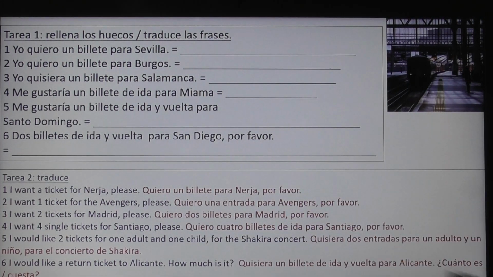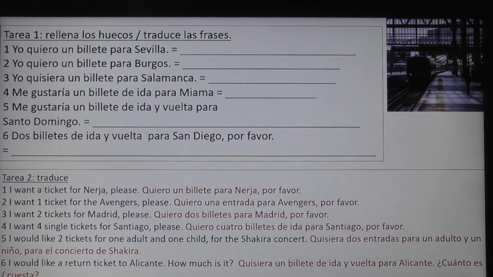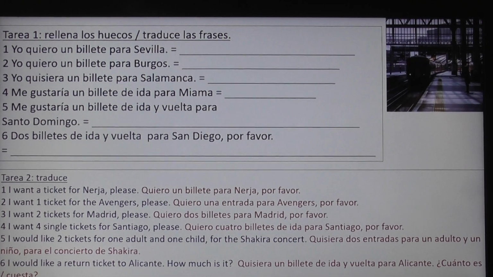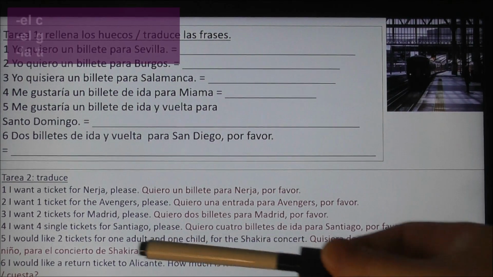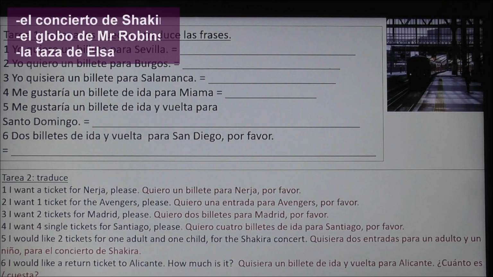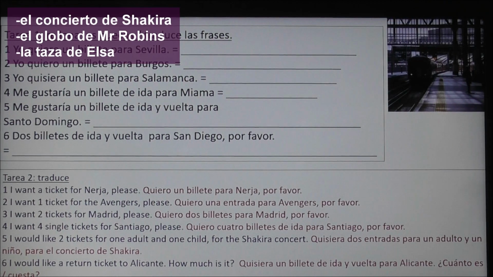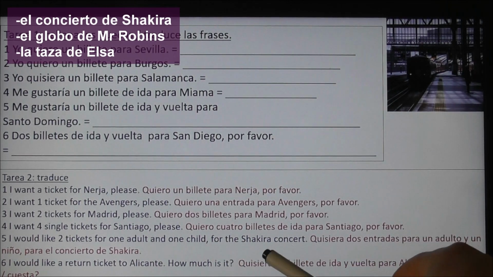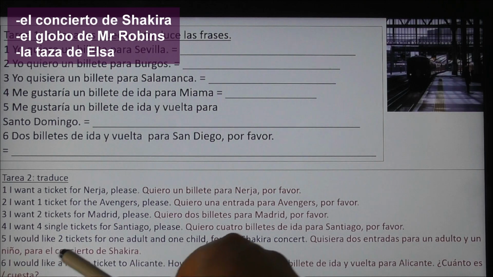I'll leave this here for you to have a look through yourself. I just want to point out one thing to you, and that's something about possession. In English, for example, I would say Mr. Robin's pen, or Shakira's concert, whereas in Spanish, we don't actually use the apostrophe and S to show possession.